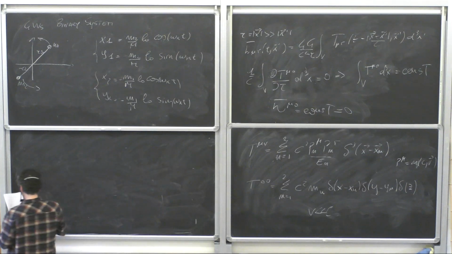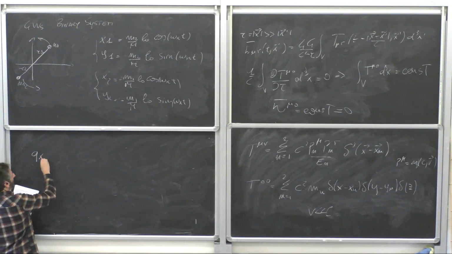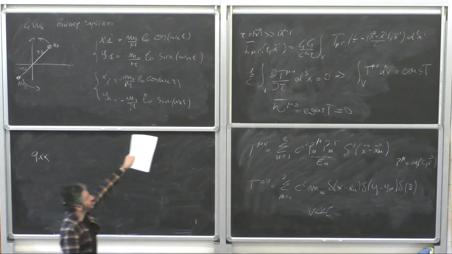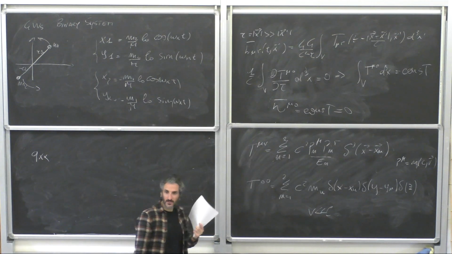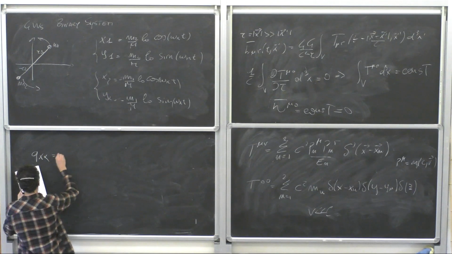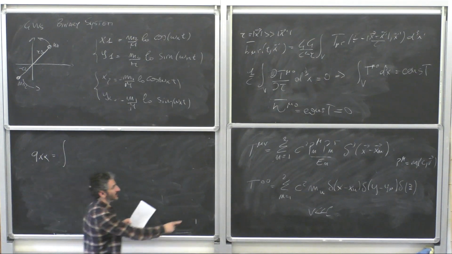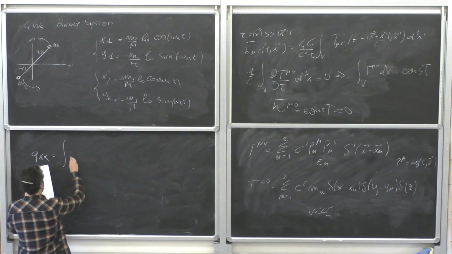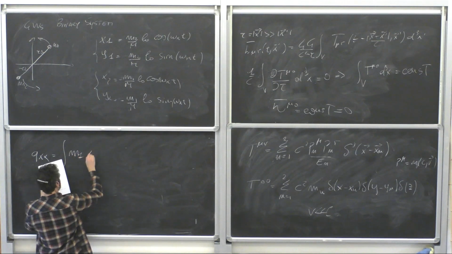Okay, now let's compute the QXX. So I want to compute the XX component of the quadrupole tensor, which is the integral over the T00 over the volume of the source. And let me unpack the T00, so I will have this.